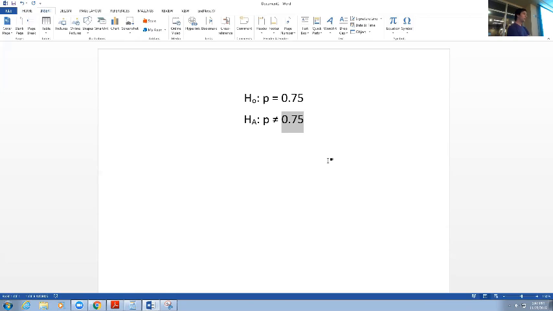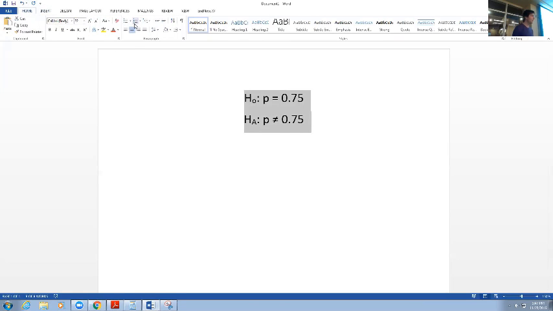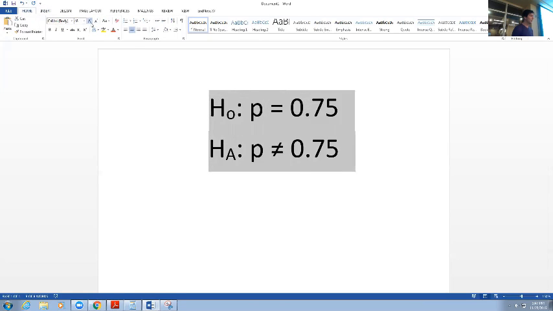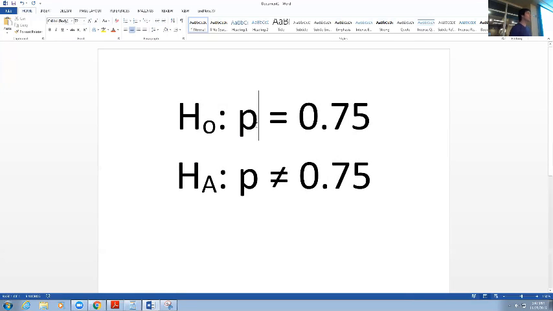So when we look at this right here, the null states that the true proportion of UT sophomores that recycle is equal to 75%, where the alternative states that the true proportion of UT sophomores that recycle is not equal to 75%. This symbol right here is always a population parameter, or it could be the difference between two means, difference between two proportions. But when we use this symbol right here, it's a population parameter.